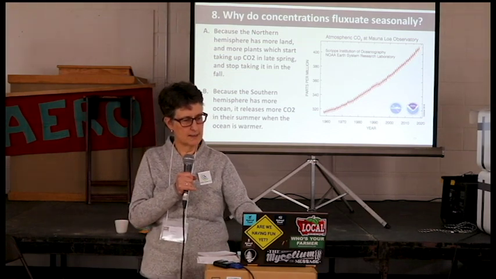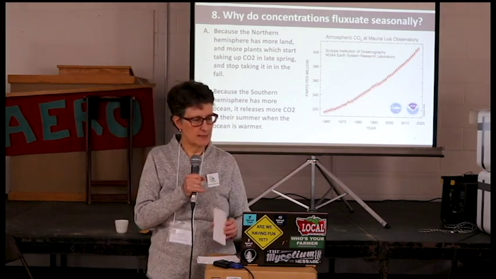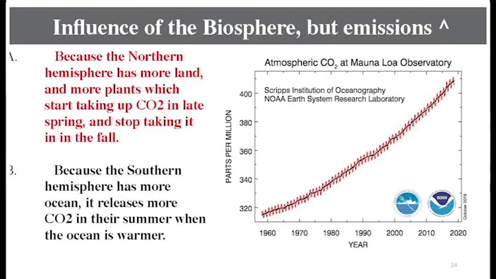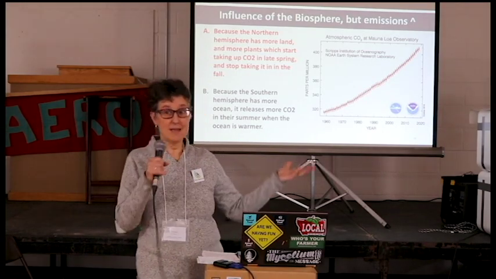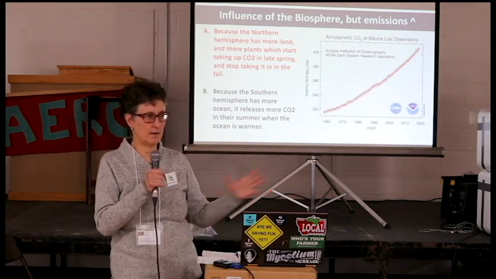So here, you see the little red part that's going up and down. Why does it fluctuate seasonally? A, because the northern hemisphere has more land and more plants, which start taking up CO2 in the late spring and stop taking it in the fall, or B, because the southern hemisphere has more ocean and it releases more CO2 in their summer when the ocean is warmer. Mostly it's because the northern hemisphere has more land, and the plants actually do that. That's how powerful the biosphere is. The biosphere really influences Earth.